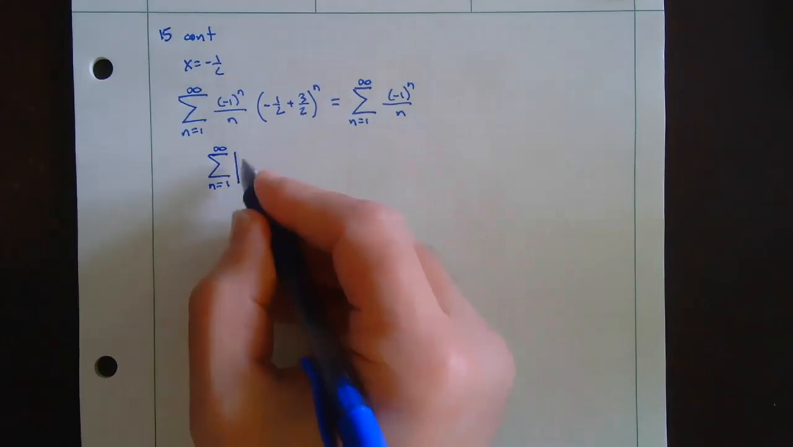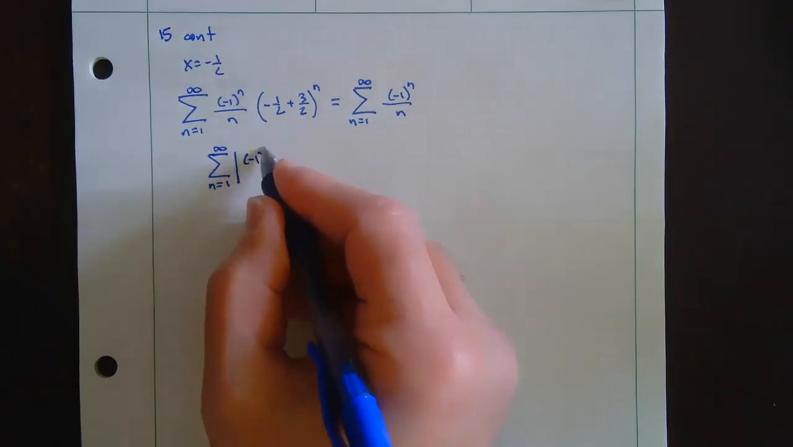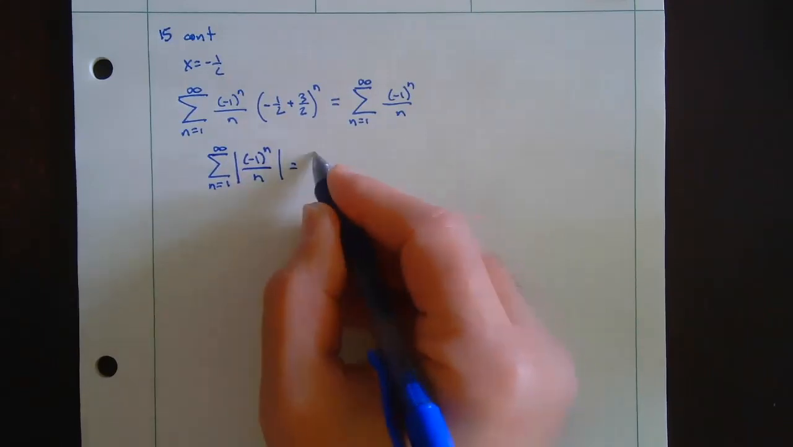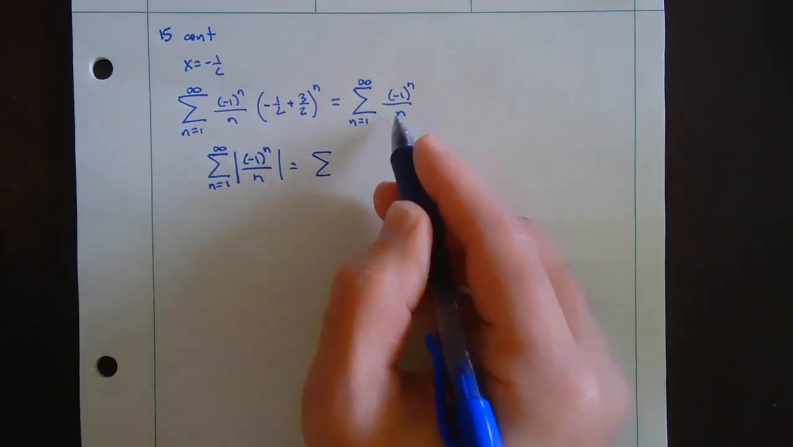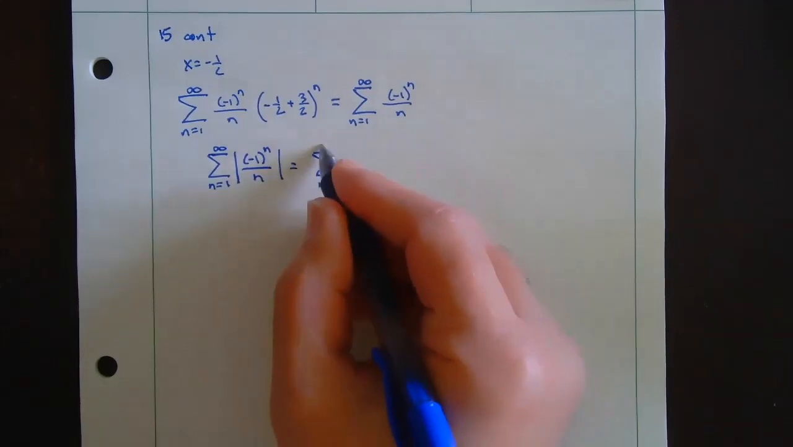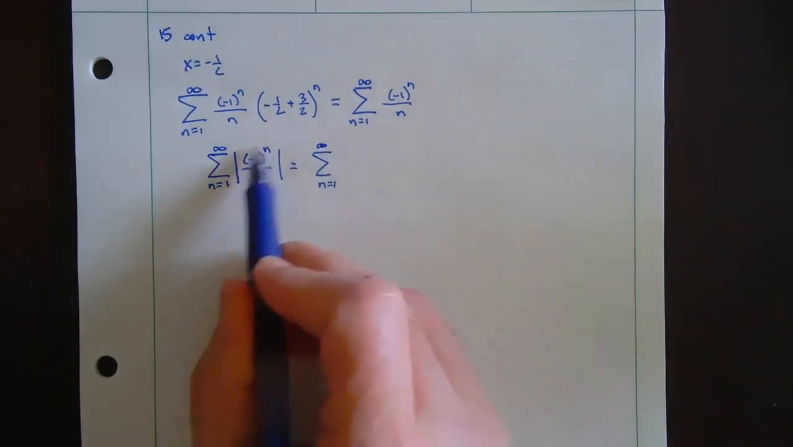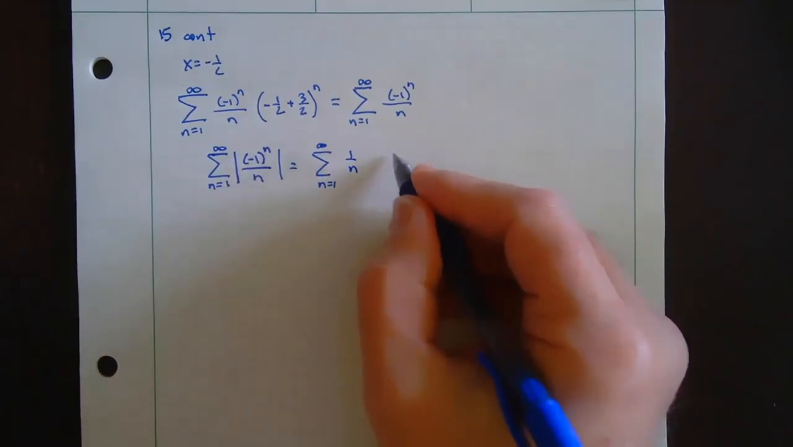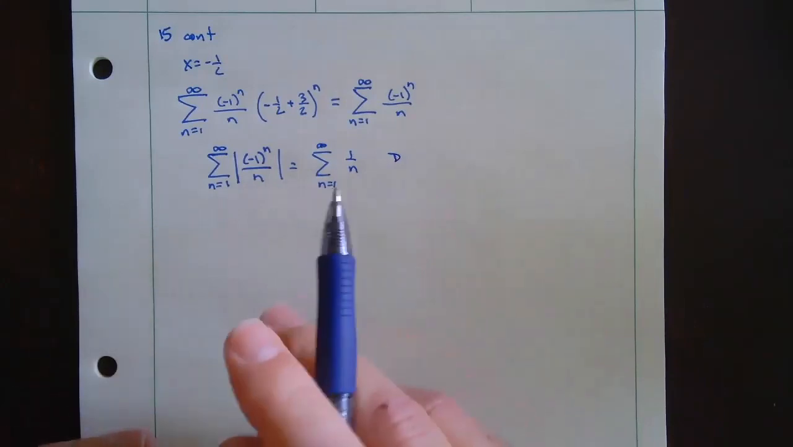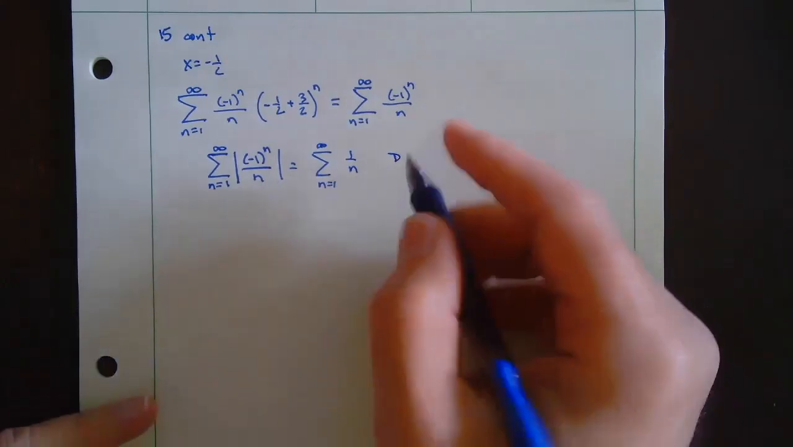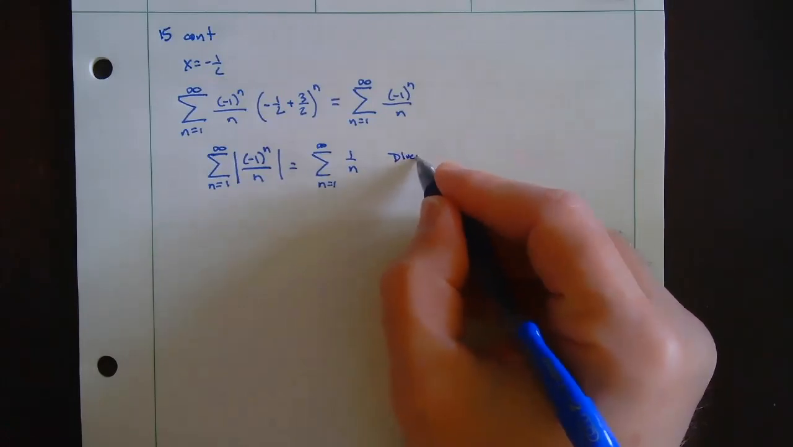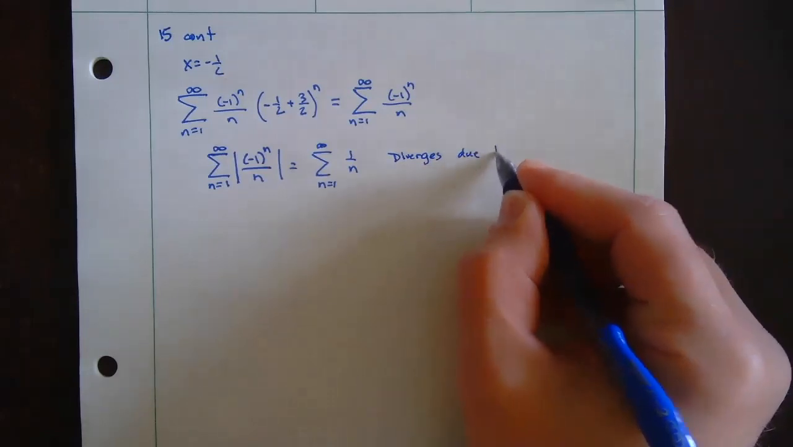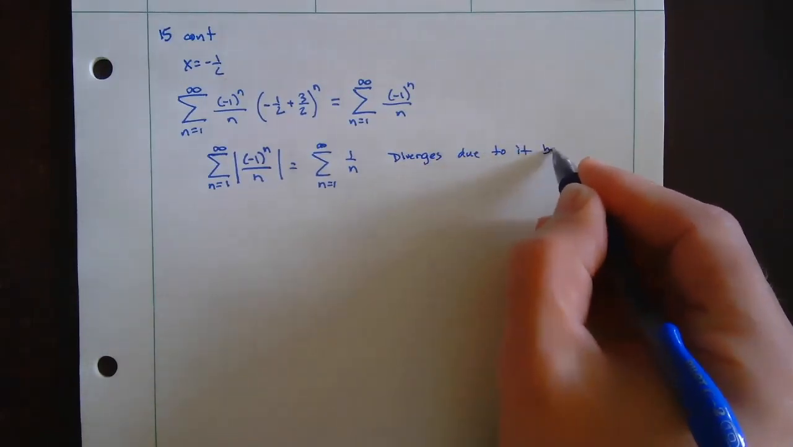We're going to take the absolute value of negative 1 to the n over n. And we're checking the absolute convergence of this series now, n equals 1 to infinity. This is going to become 1 over n. And we know previously that that diverges. So at x equals negative 1 half, it's not absolutely convergent. So this diverges due to it being the harmonic series again.